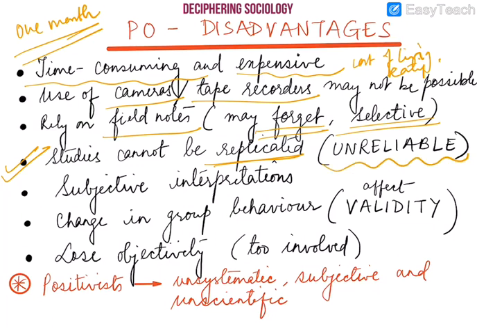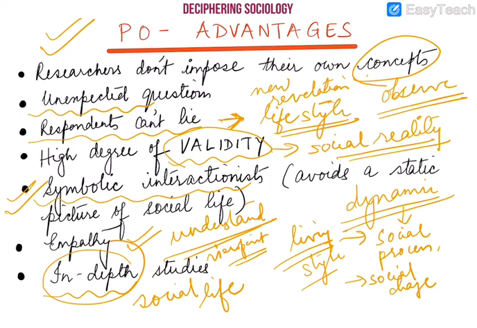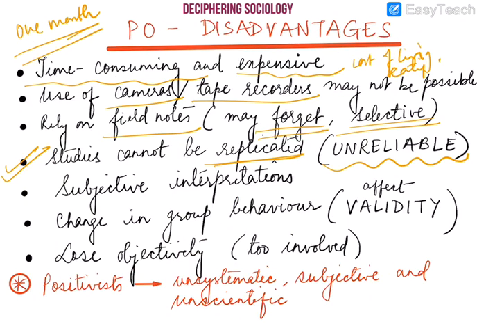So while in advantages you can see that PO, participant observation, has a high degree of validity, it is unreliable. On validity it has a checkpoint, on reliability it has a cross, it cannot be reliable. And also there are many subjective interpretations.